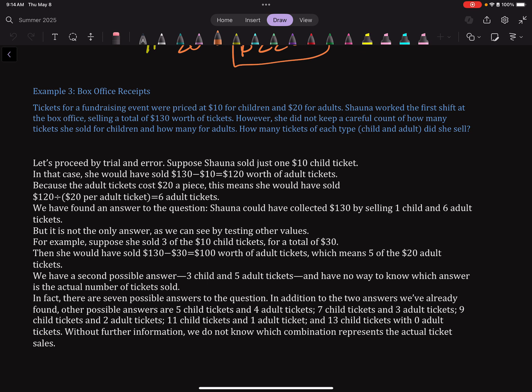So tickets for a fundraising event were priced at $10 for children and $20 for adults. Shauna worked the first shift at the box office, selling a total of $130 worth of tickets. However, she did not keep a careful count of how many tickets she sold for children and how many for adults. How many tickets of each type, children and adult, did she sell?